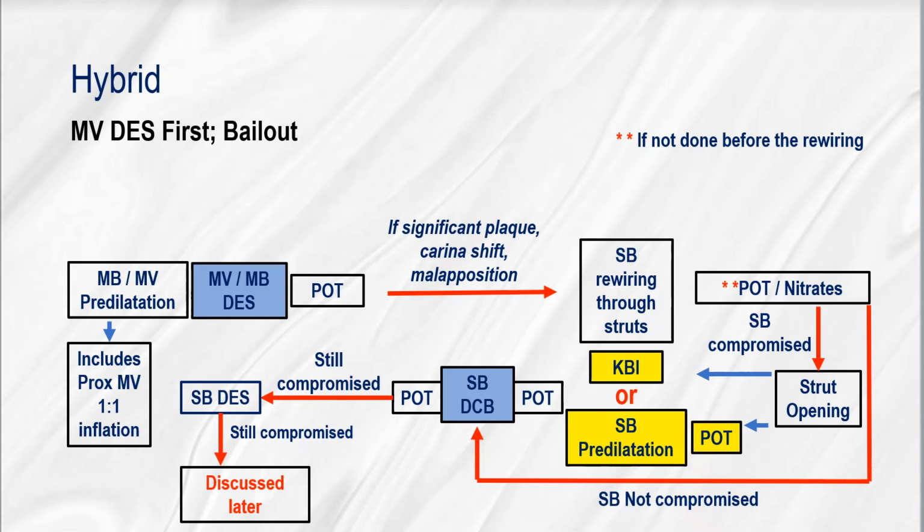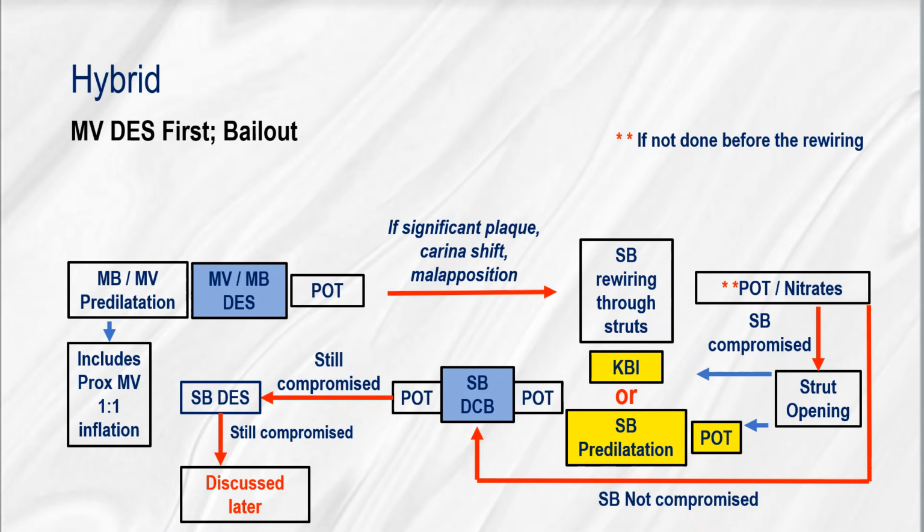After main branch, main vessel pre-dilatation, as said before, and DES implantation, POT is done. If there is significant plaque or carina shift with malapposition, side branch rewiring through the struts is done, followed by POT and nitrates. After POT and nitrates, if the side branch is now not compromised with no plaque or carina shift, side branch drug-coated balloon is dilated, followed by a final POT.